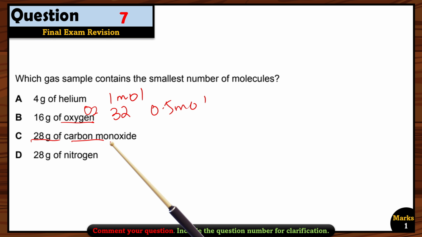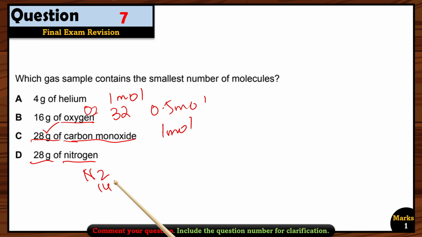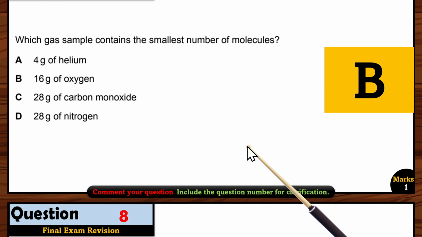28 gram of carbon monoxide. If you calculate the mass of carbon monoxide, it should be 28. So 28 is equal to 1 mole. 28 gram of nitrogen. Nitrogen is usually present in the form of N2, right? So nitrogen 14 into 2 will be 28. So it's also 1 mole. So who is left? Only oxygen. So B option is the right one. It has the smallest number of molecules.